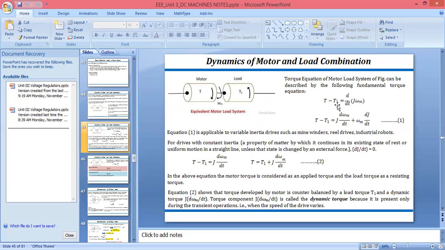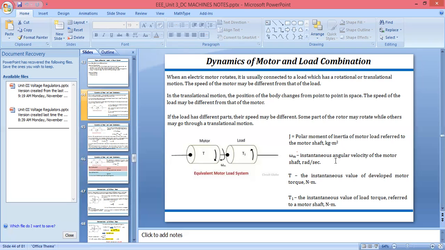Tau minus tau 1 equals the derivative of J Wm with respect to time, d by dt. We know J is the polar moment of inertia of the motor. So we calculate moment of inertia in terms of kg meter square.